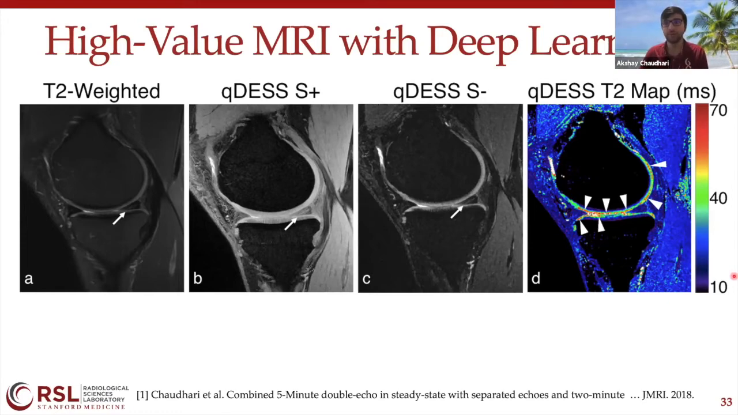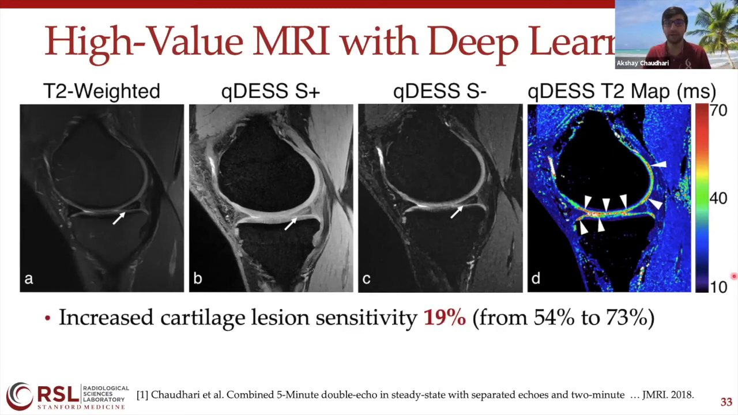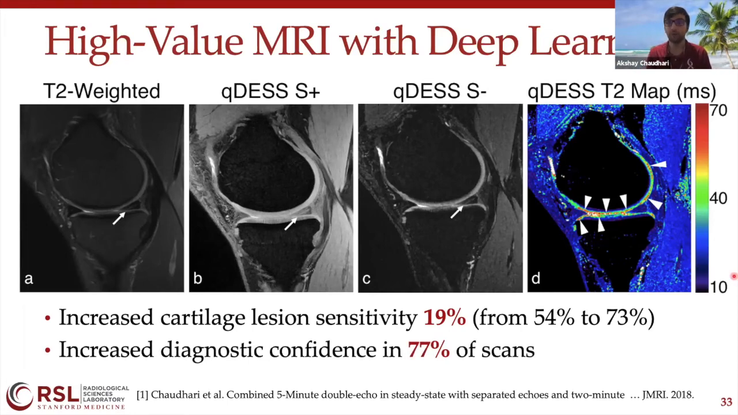And when this quantitative T2 mapping was actually used in a clinical perspective, we saw that our sensitivity to cartilage lesions was increased by 20%, like I described. But also, when radiologists just read the T2 maps like they would with any other image contrast, they said that it increased their diagnostic confidence in roughly 77% of scans or patients that they looked at. So there definitely is a lot of potential to incorporate these quantitative imaging methods into clinical practice, and that has never really been done before.